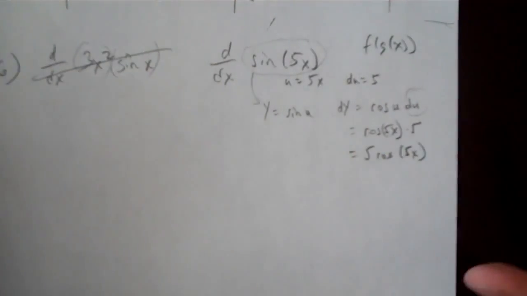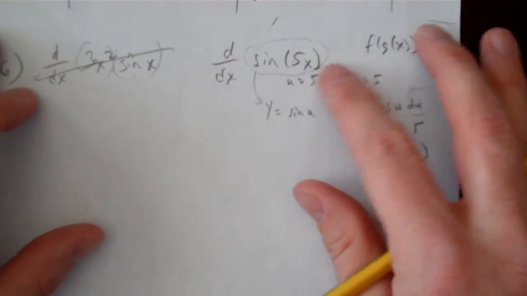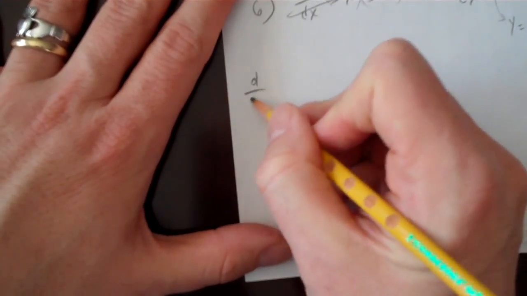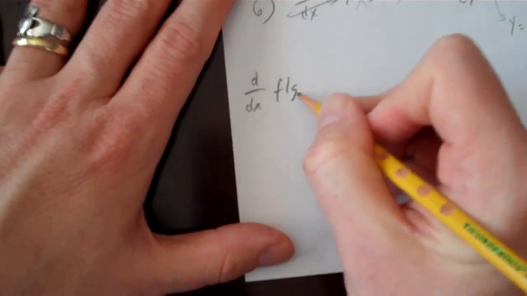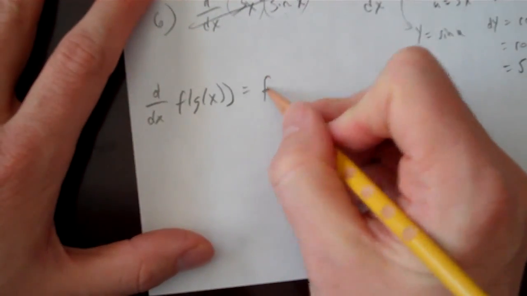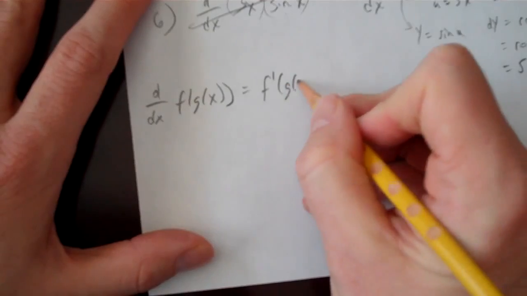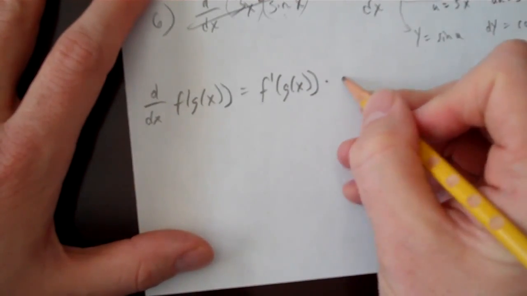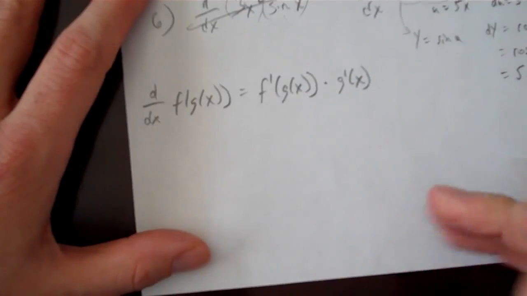Sometimes we see them even nested more, but I haven't seen that in any review, so I'm not going to be too worried about that at this point. I think this is all you're going to need to deal with. Just so you know, if you want to find the derivative of a composite function, this is basically the chain rule that I'm giving you. It's the derivative of the outer function with the inner function intact times the derivative of the inner function.